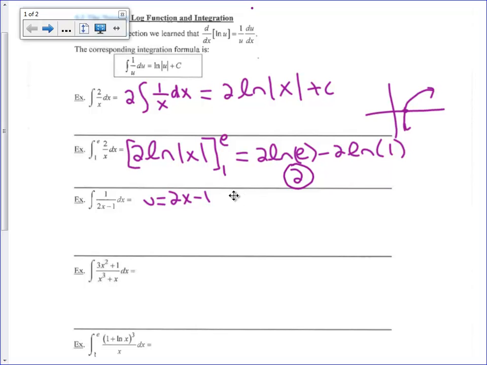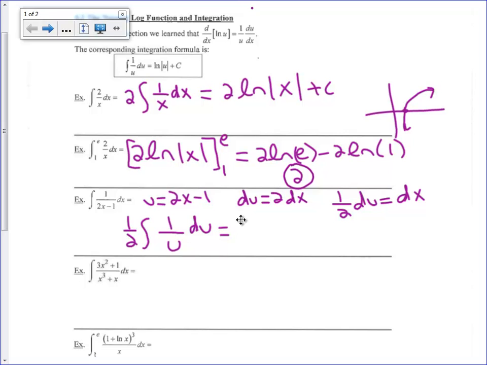So if I let u equal 2x minus 1, then my du is equal to 2 dx. And what I have left over is a 1 dx. So I'm going to divide both sides by 2. This should look familiar: 1/2 du equals dx. So I can turn this integral into the integral of 1 over u times 1/2 du. And look what we've made. We've made our natural log integral. So this answer is 1/2 natural log of the absolute value of u.